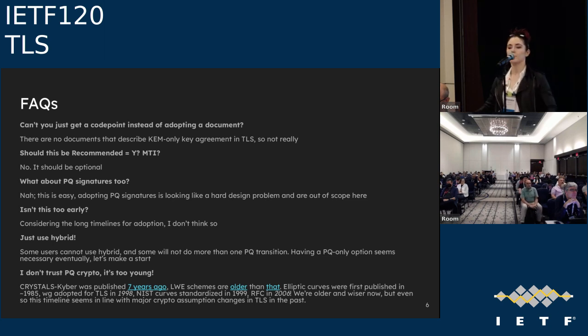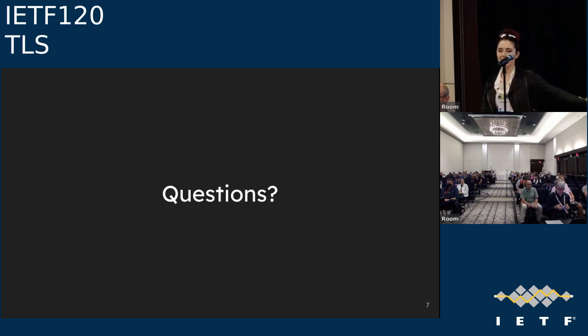Why not just use hybrid? Because what if you don't want to? And what if you are totally comfortable going directly to ML-KEM, do not pass go, do not collect $200? Why not be able to? And there are parties that will be required to do only ML-KEM 1024, and I want to do it, why can't they do it too? I don't trust the crypto. Whatever. Read that slide and whatever.